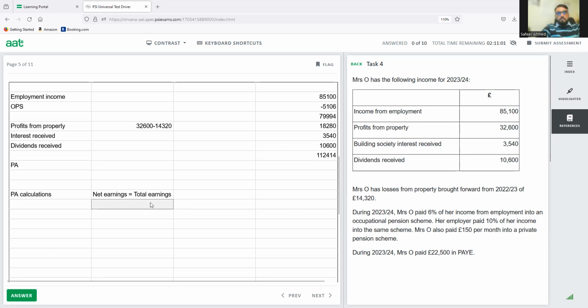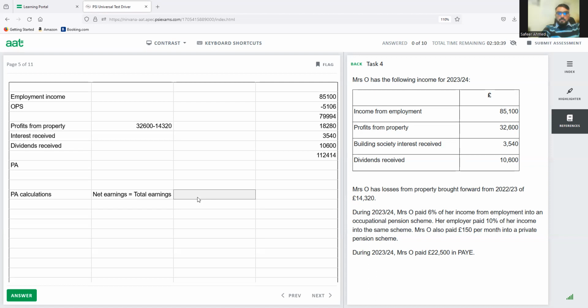So I just wrote that formula. In the exam, please make sure you write it, because you can get some credit even if your calculations are incorrect, because the examiner or the marker will be able to see that at least you know the process. Okay, so the net earnings, I can just write it here.